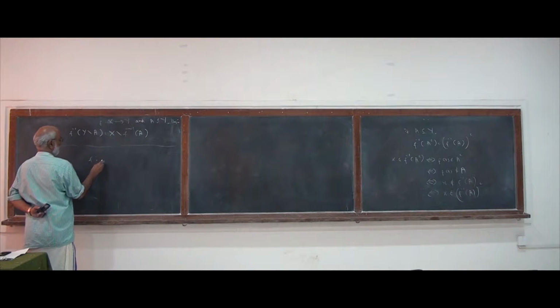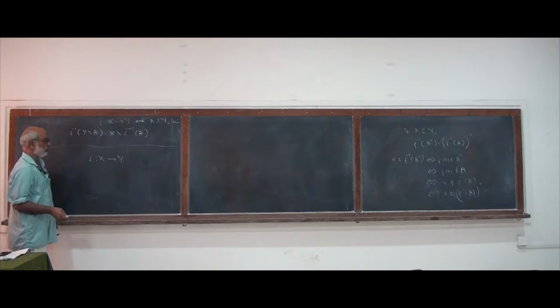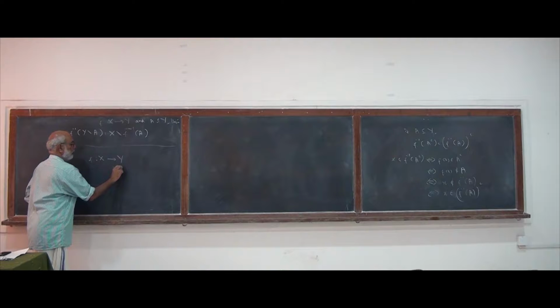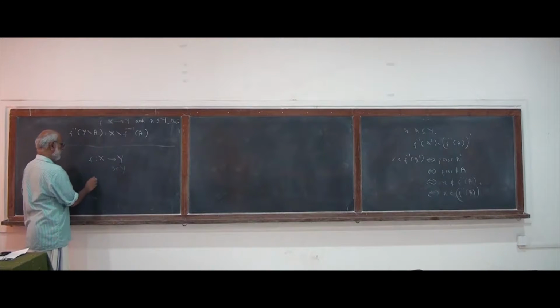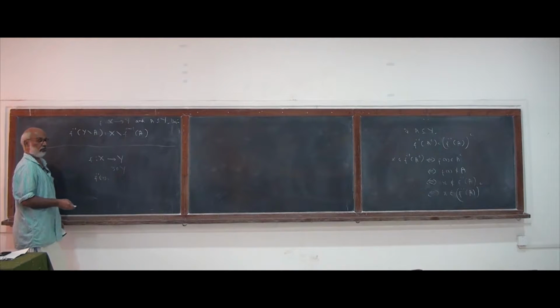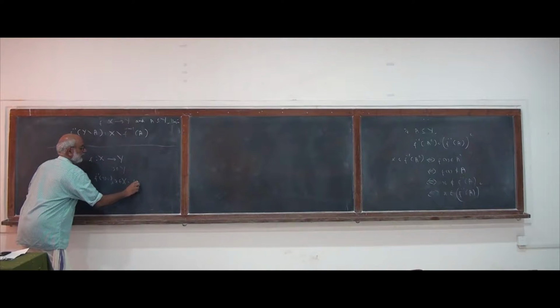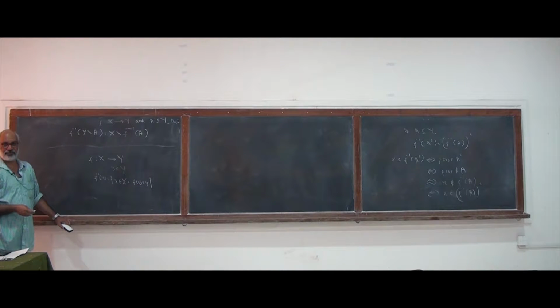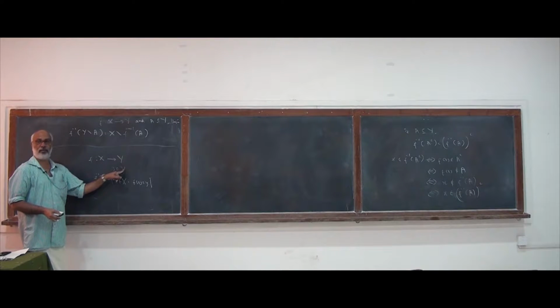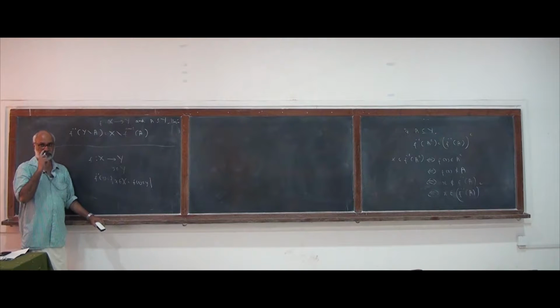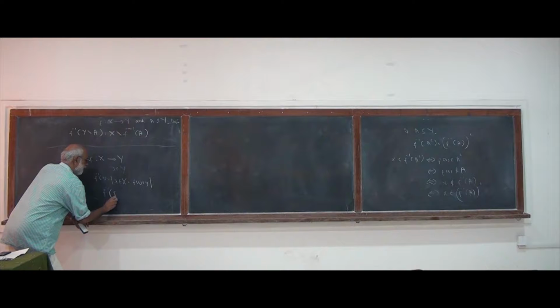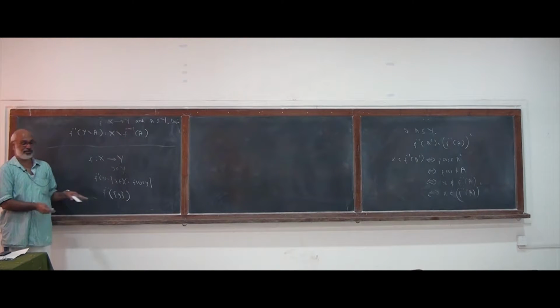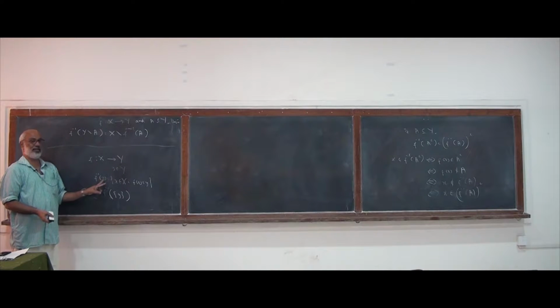Now suppose f is a function from X to Y, and suppose y is an element of Y. Then we have a notation: f inverse of y is the set of all x in X such that f of x is equal to y. That is, if you take an element in the codomain, the preimage of that element means the set of all elements of X which are mapped to that element. This is nothing but f inverse of the singleton {y}, which is already defined, because f inverse was defined only for sets earlier, but sometimes it is convenient to define the inverse image of an element also. That is the same as the inverse image of the corresponding singleton set.